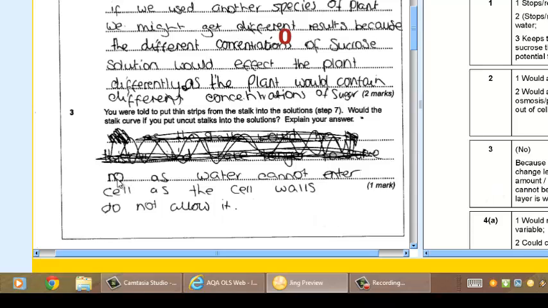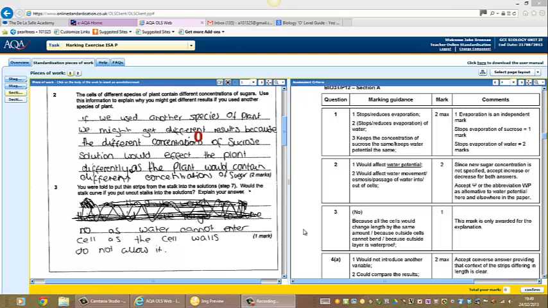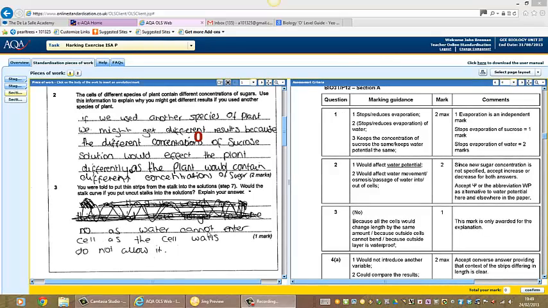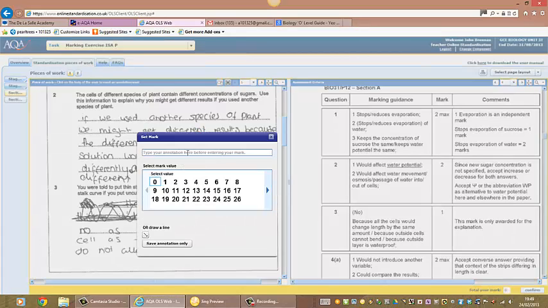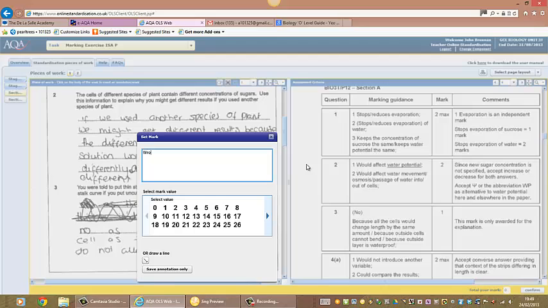Has he got that? He's put no, as water cannot enter the cell as the cell walls do not allow it. Well, the mark is only for the explanation. He's got the answer right, but is the explanation right? Unfortunately, no marks for this. He's put, as water cannot enter the cell as the cell walls do not allow it. And what he should be saying is because this outside layer is waterproof. So, right answer, wrong explanation, no marks. And I'll annotate this here. Wrong explanation.